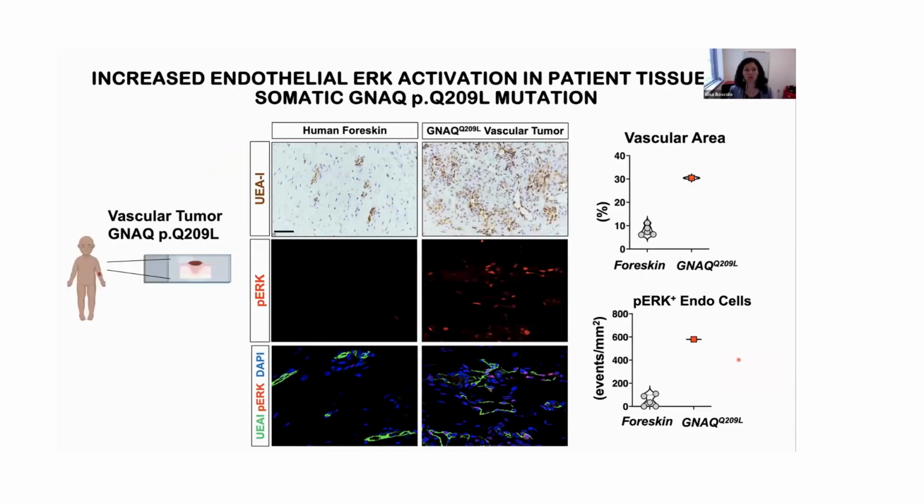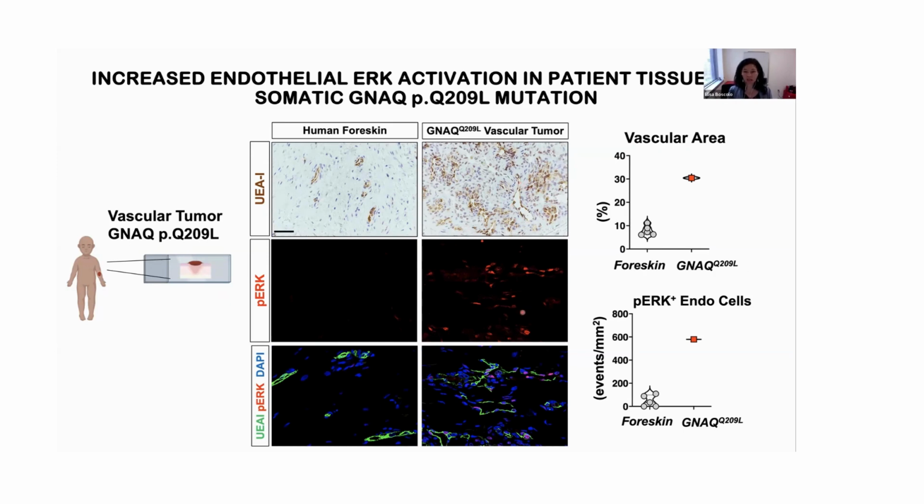We also wanted to confirm that this was not just something that we could see in vitro and in our mouse model, but we really wanted to go back to the patient tissue. And so we had a vascular tumor with this GNAQ Q209L mutation, and we stained first with UEA, or Ulex europaeus agglutinin 1, which is a lectin marker that can label specifically human endothelial cells. And you can see those vascular tufts, these clusters of hyperproliferative endothelial cells and enlarged blood vessels.